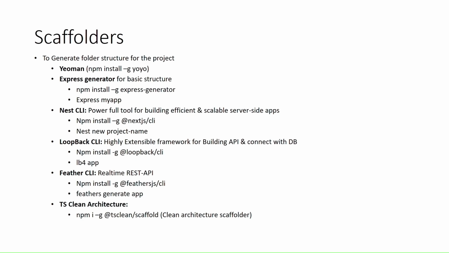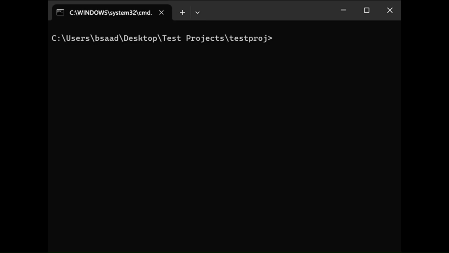If you have Node.js installed, then you can install any of these scaffolders by giving the npm command with install and -g for the global installation and the name of the scaffolder. Once the scaffolder is installed, you can use it to actually create the project structure that will help you to organize all different files and contents. Let's try out Express Generator.